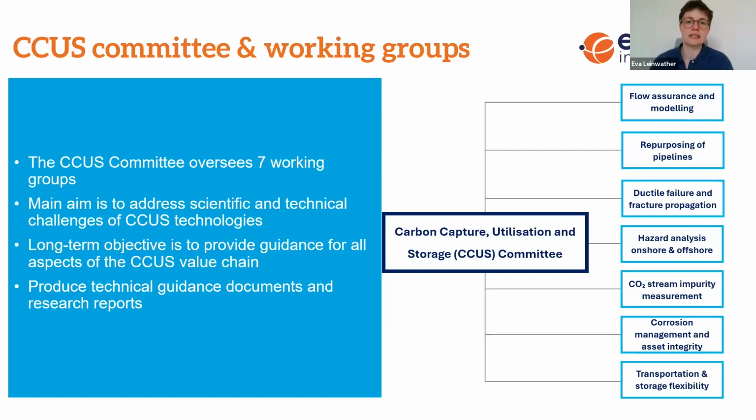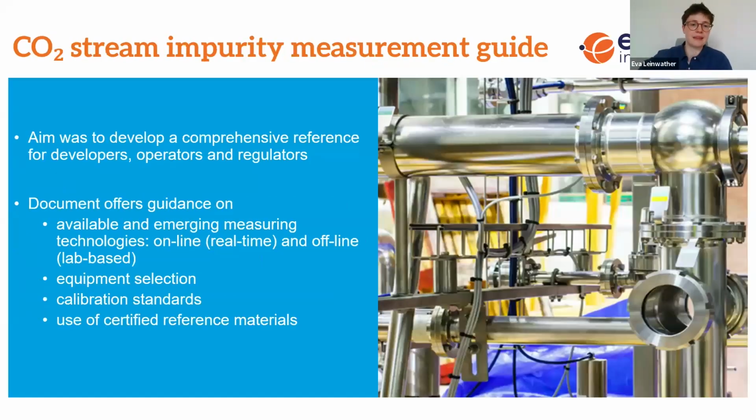The document that is presented today was developed by our CO2 stream impurity measurement working group. Next slide, please. This document on CO2 stream impurity measurement, this guideline, offers developers, operators, and regulators and others guidance on available and emerging technologies for measuring impurities in a CO2 stream, both online and offline, so in real time and lab-based. And it also offers insights into equipment selection, calibration standards, and the use of certified reference materials.